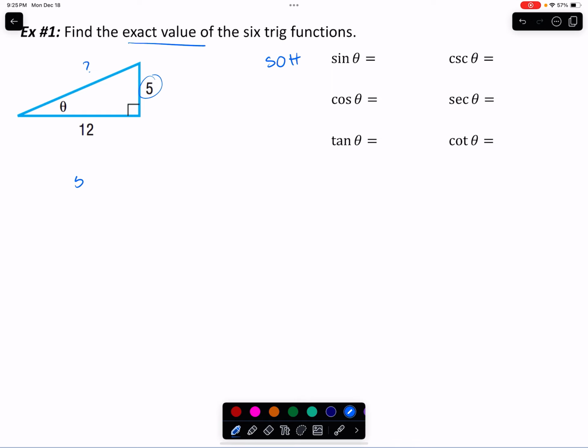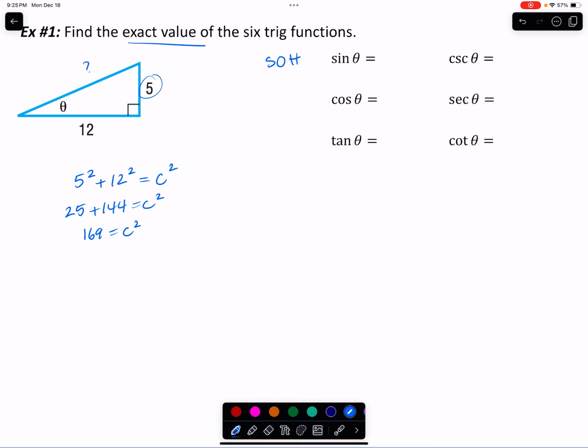So the Pythagorean theorem says square your two legs, so 5 squared plus 12 squared, and if you add those together, it should equal the hypotenuse squared. So that's going to be 25 plus 144 equals c squared. 25 and 144 is 169.